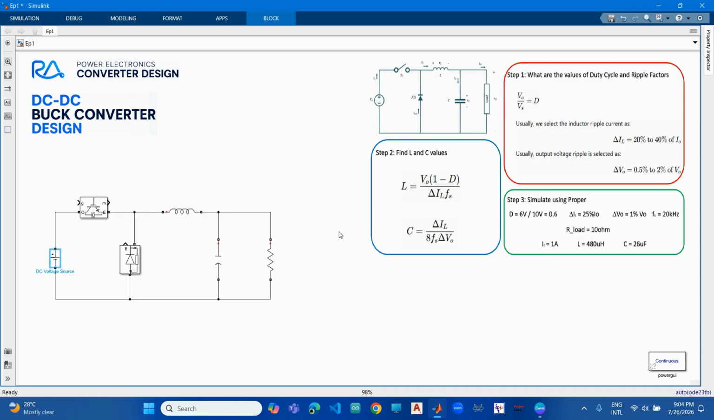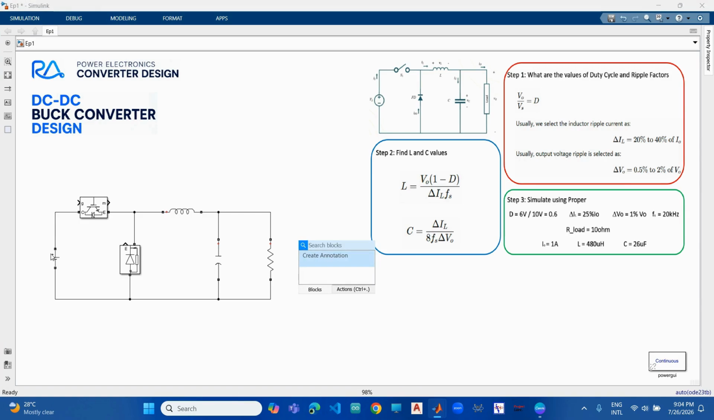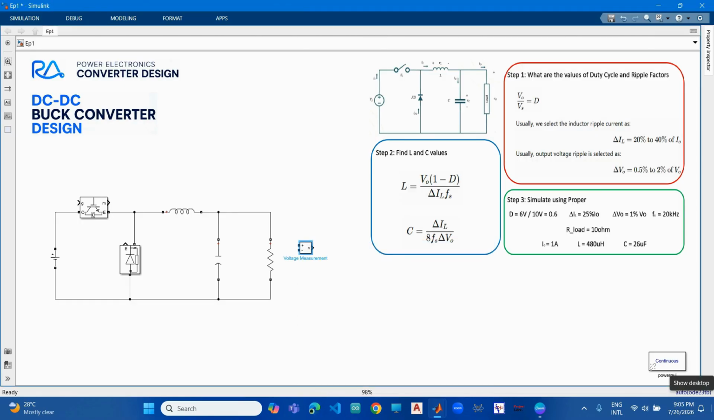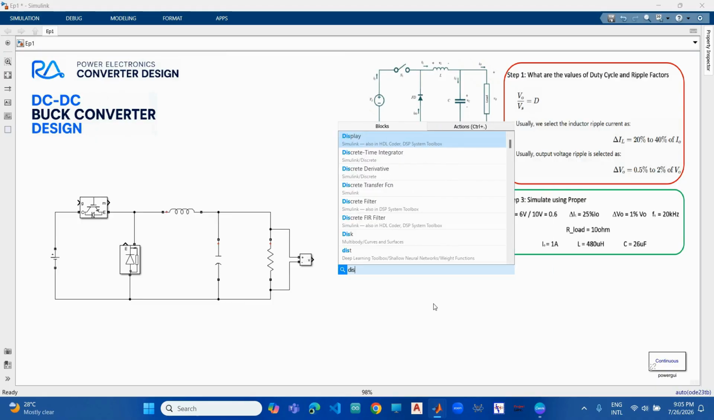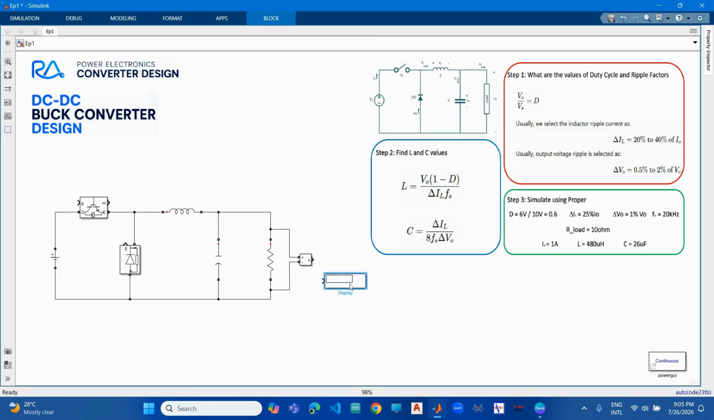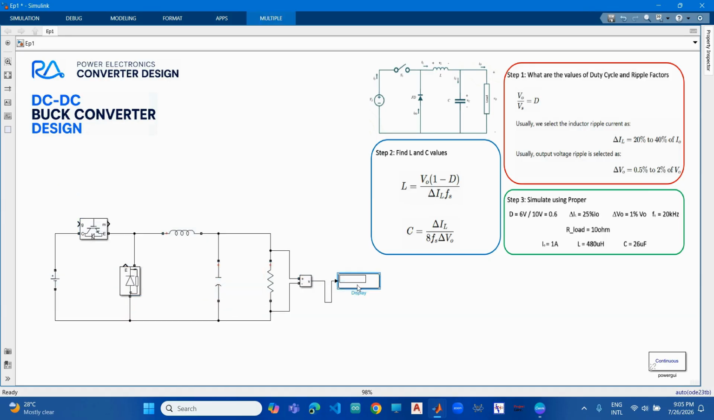Now we have to verify that we are getting this 6 volts as the output when we give 10 volts as the input. We have to select the voltage measurement block and place it like this, and also we need to display that value. But here we missed a main, very important part of this circuit design, which is we didn't give the pulse for the switch.